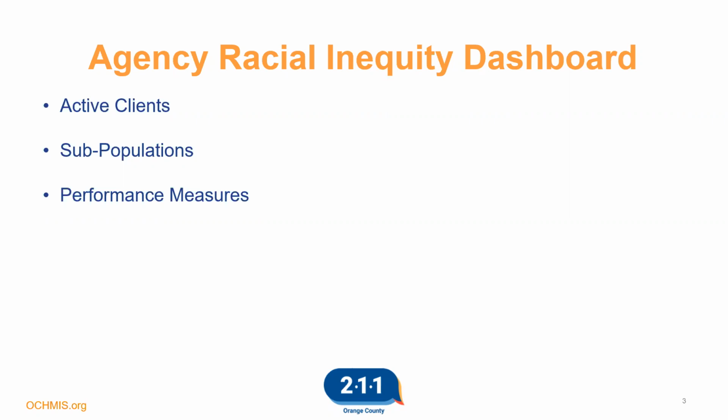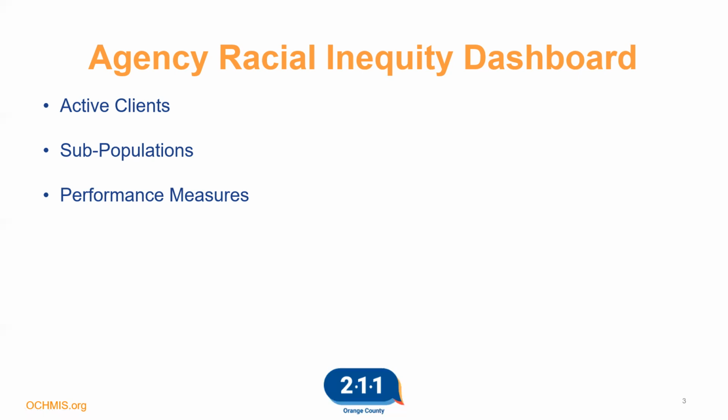So the agency racial inequity dashboard would be available in Clarity for your agency to run as needed, so that you can look at this data whenever you would like, and you can use it for research purposes or education, or proposals, grant proposals, or whatever the case may be.